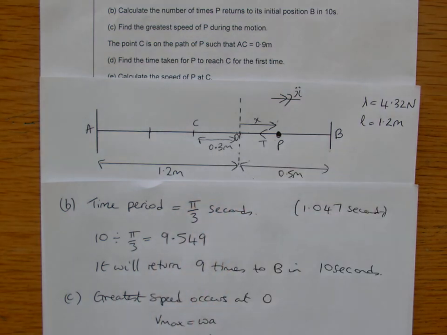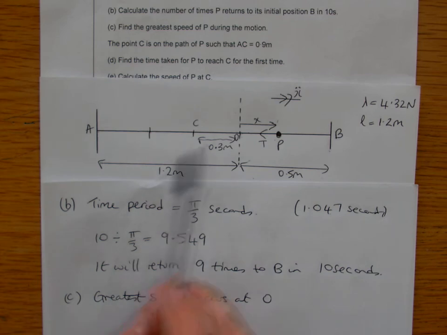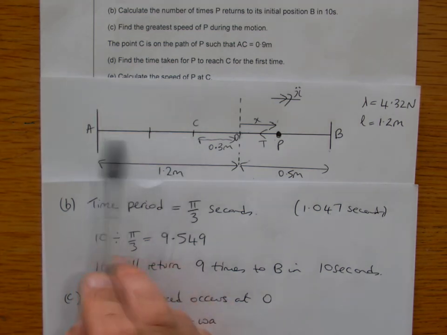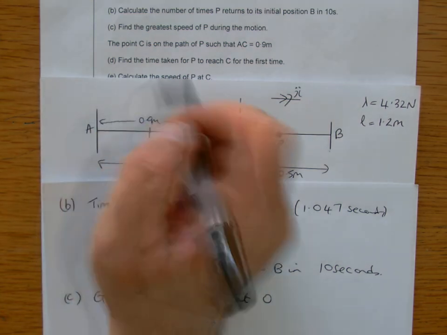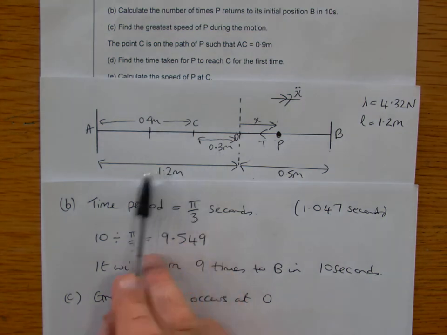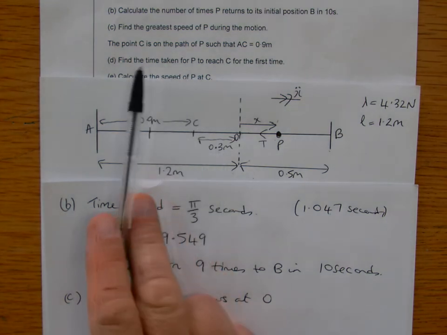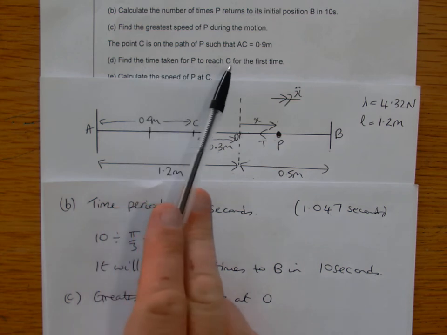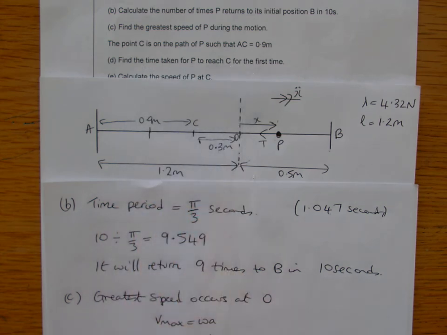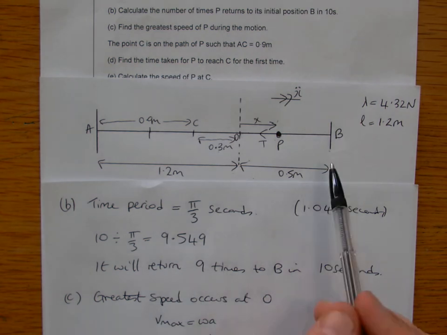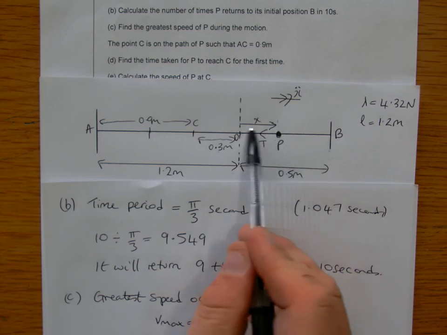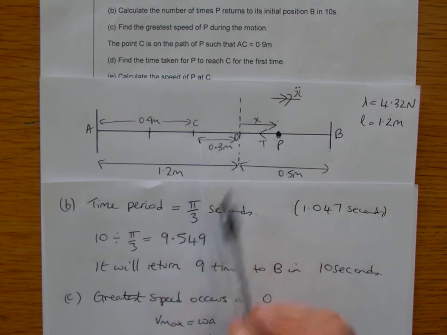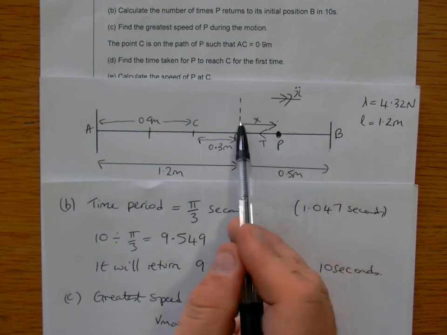And that is really important, I think, for the next bit. Because this is 0.9 meters here, that's got to be 0.3, because the whole thing is 1.2. So it says then, in D, find the time taken for P to reach C for the first time. For the first time, think about where it starts. P starts here. It's held here, then it goes from here through O all the way to C. So we need to work out the time it takes to get from B to O to C.